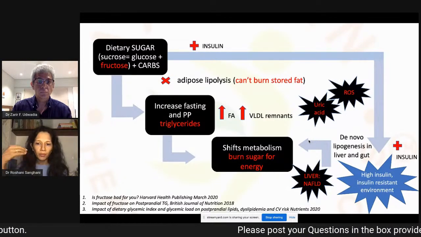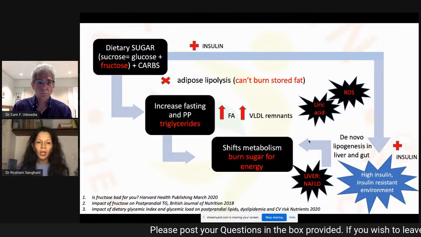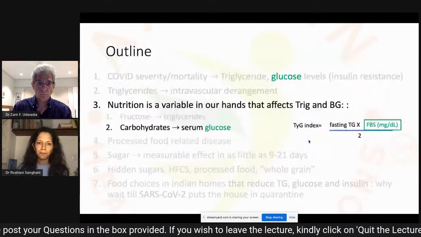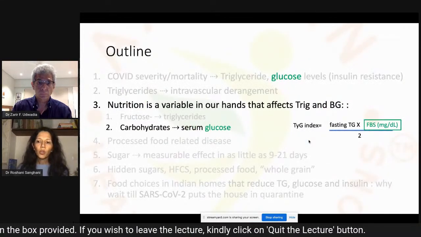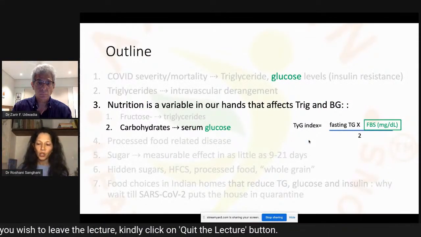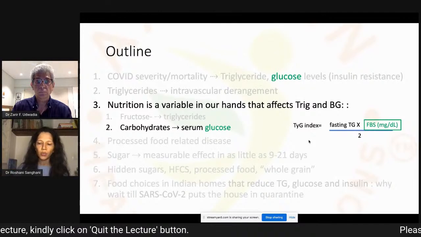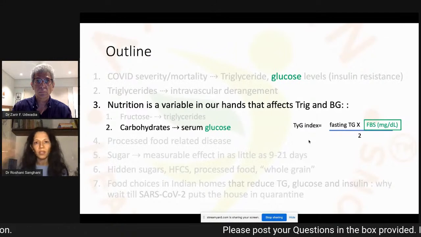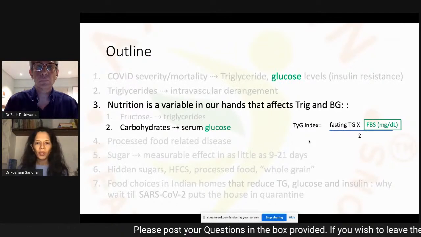But for the point of corona and COVID today, the thing I wanted to talk about was the link with carbohydrates and triglycerides. Now, how can you affect the sugar levels, fasting sugar levels, as that was one of the correlations with bad COVID outcomes? What can you do from nutrition to affect glucose levels? That's an easy one. We know that from the world of diabetes.